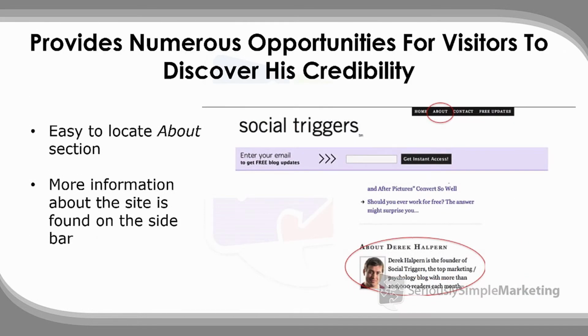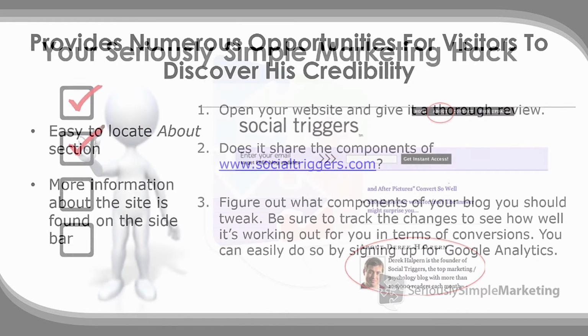He also provides numerous opportunities for his visitors to discover credibility. Now, this is important because he doesn't do this overtly and say like, oh, look how good I am. He sort of just has his little mentions of an about section, gives more details about what he's done and where he's come from. You can see in his description, even psychology blog with more than 100,000 readers each month, instant social credibility. With his comments, social credibility, social proof. So the more that you can do that on your own site, the better.